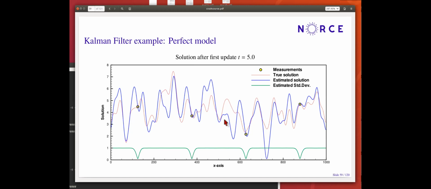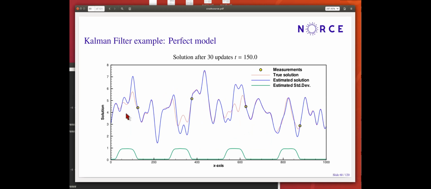If I continue the integration now, then we will see that the wave propagates in this direction, and the information for the measurements will also propagate in this direction. And that's what we see here. So now I have computed 30 updates, and I'm quite close to the truth all the way down to here. And at this part, the information from this measurement hasn't reached yet. So here I have still quite large errors equal to 1. And this repeats itself for all of the measurements.